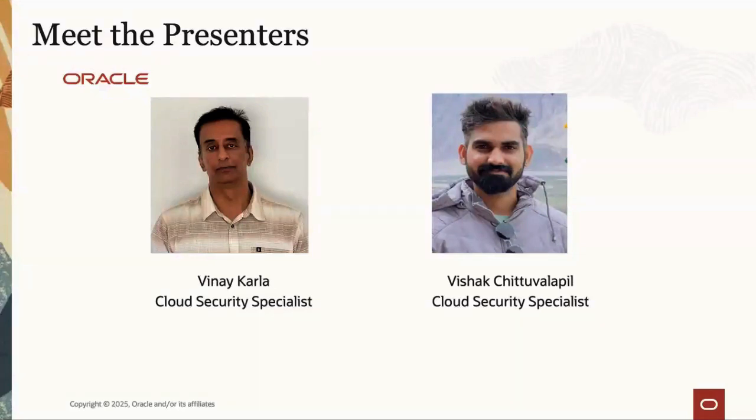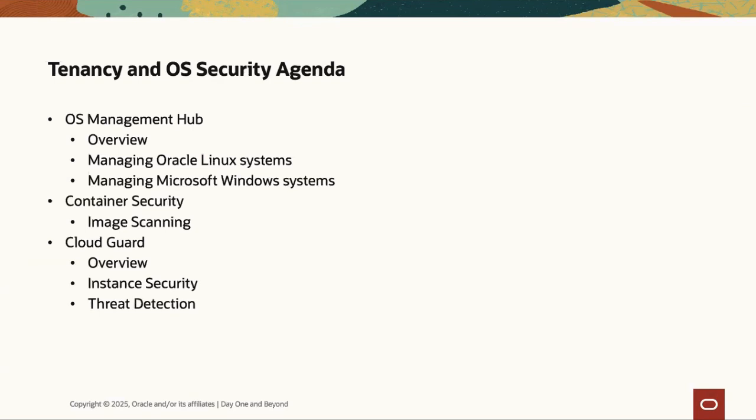So today I'll begin with the tenancy and OS security section, where we look at constructs to secure your operating system, starting with OS Management Hub for Oracle Linux and Windows systems. And secondly, we will look at how to secure your images or registry with container image scanning. And finally, after that, Vinay will continue with the Cloud Guard section, covering its significance with respect to posture management, workload protections, and threat detections.